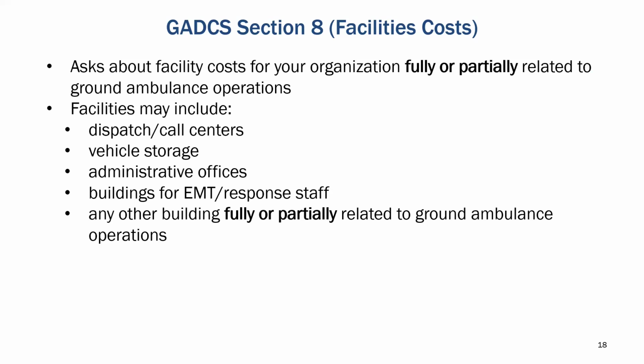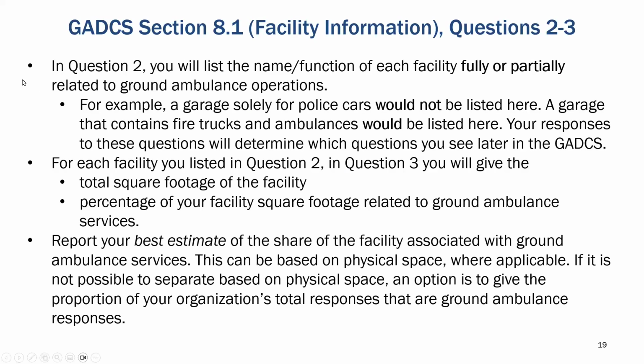GADCS at all. Overall, the facilities that you report in section 8 could include dispatch or call centers, vehicle storage, administrative offices, buildings for EMT response staff, or any other building that's fully or partially related to your ground ambulance operation. In question 2 of section 8.1, you'll list the name and function of each facility that's fully or partially related to your ground ambulance operation. So again, a garage solely for police cars would not be listed here if you're a police and ambulance operation. But a garage that contains fire trucks and ambulances would be listed here.